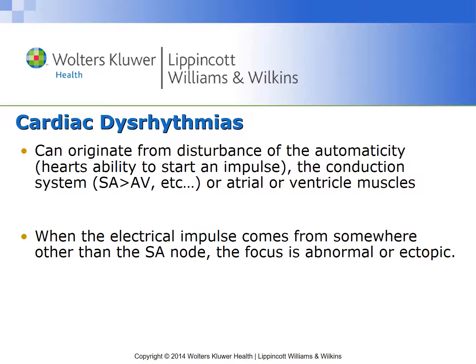So, you know this already. Tachydysrhythmias are when the heart rate is greater than 100 beats per minute. Bradydysrhythmias are those when the heart rate is less than 60 beats per minute.